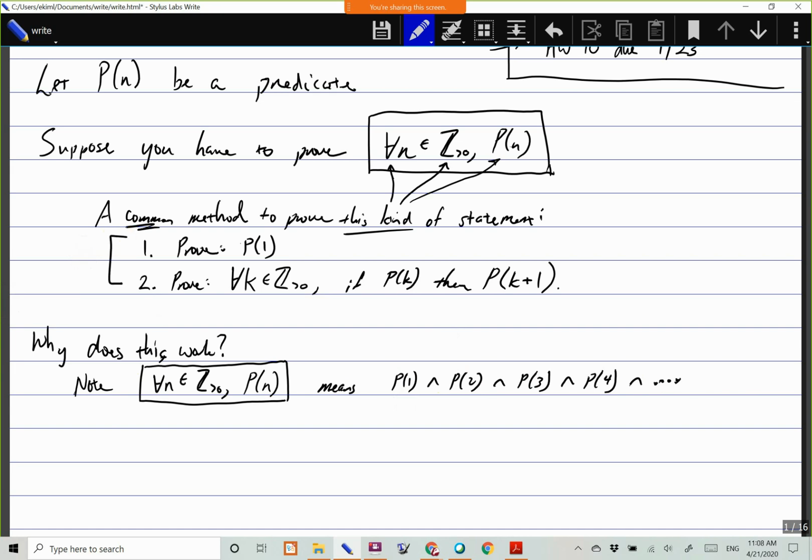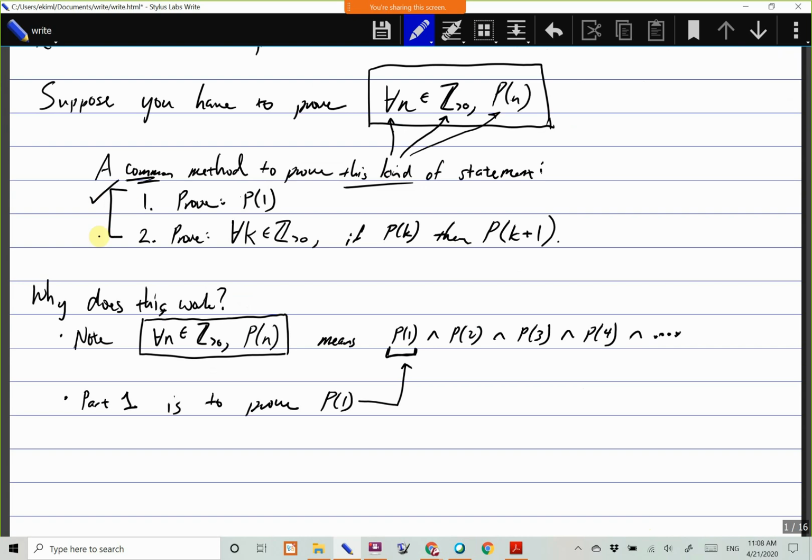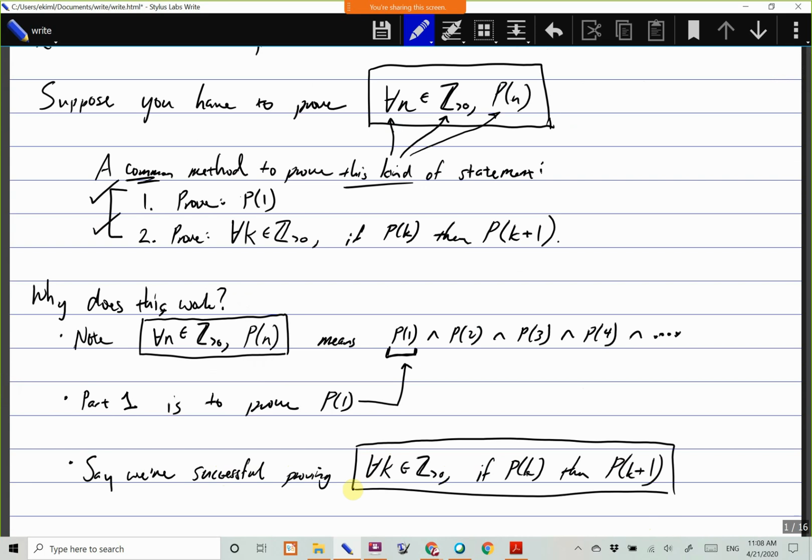So why does this method actually satisfy this at all? Well, let's say it this way. Part 1 is just to prove, as it states up here, p of 1. That takes care of that first underlined part being true. But just because p of 1 is true doesn't mean all these other things are true. So in addition to proving p of 1, let's say we're successful in proving for all k in positive integers, if p of k, then p of k plus 1. Let's say we end up proving this statement, as suggested up here, that for some reason seems like a common method that should work.